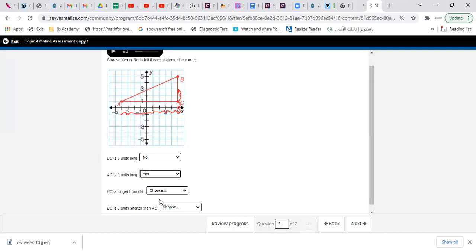BC is longer than BA. No, it's wrong. As you can see, BA is longer than BC, so it's no. BC is 5 units shorter than AC. BC is 4 units, and AC is 9 units. So it's 5 units shorter than AC. Yes.